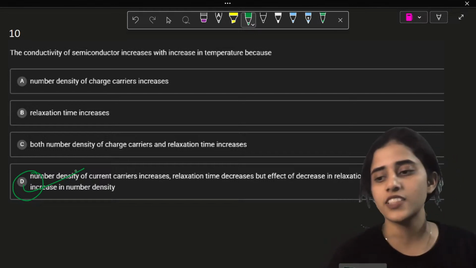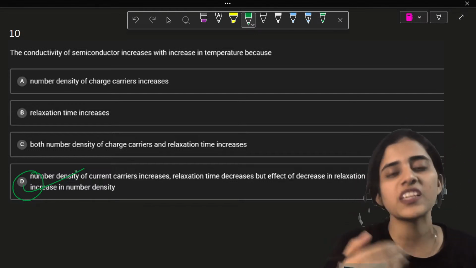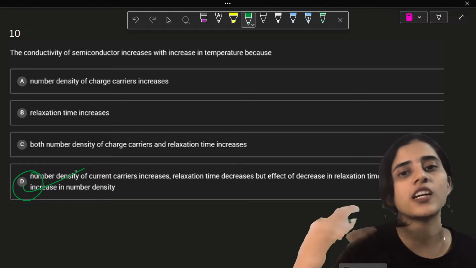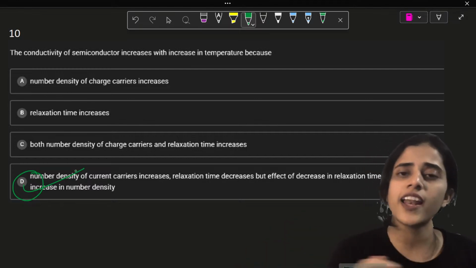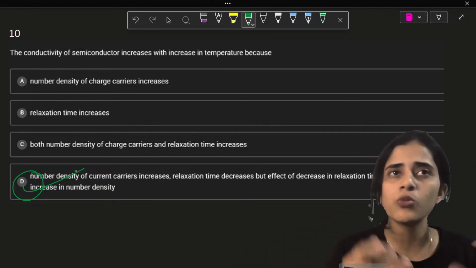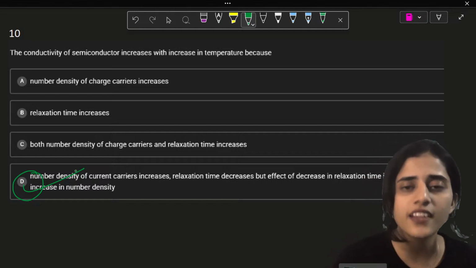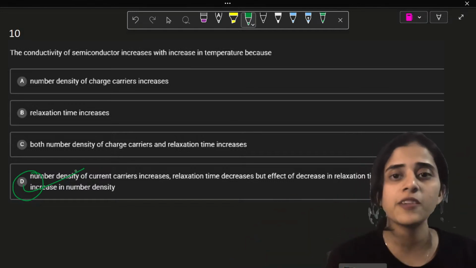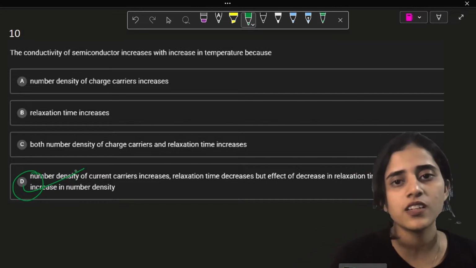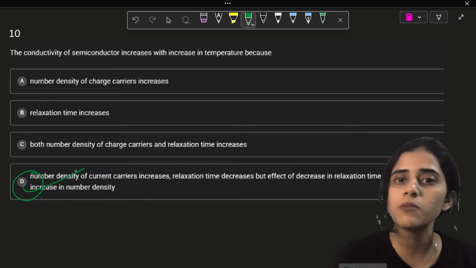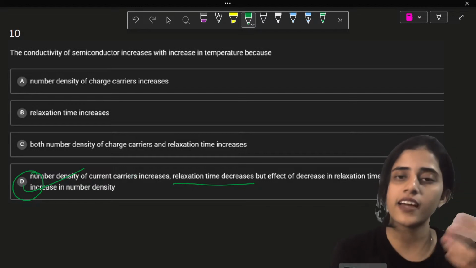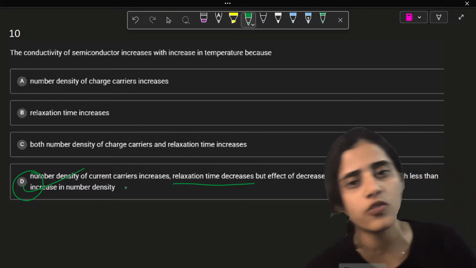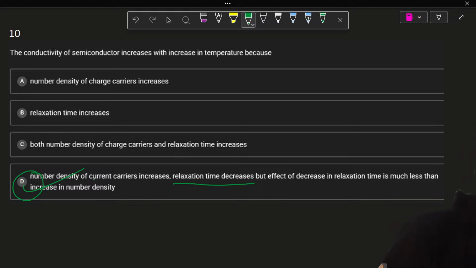It's D. So now I'll just tell you why it's D, because obviously when something is heated, more covalent bonds break, more charges are going to be produced. If more charges are produced, obviously they will collide more. So the relaxation time will decrease. Say if you have a room full of 10 people, and then suddenly the room is full of 100 people. You will all collide into each other faster, which means the time between collisions will be less. So relaxation time definitely has to decrease, and current density will increase because as you heat it, more covalent bonds break and more electrons come out.